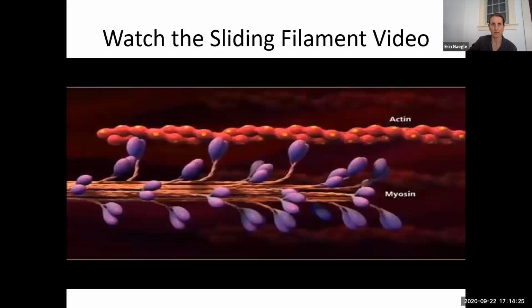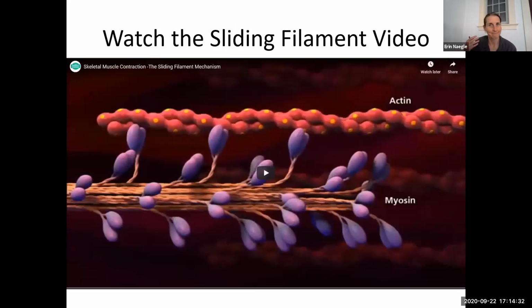Once again, this doesn't work so well for me to show you the videos as we go. So if you haven't watched it already, I encourage you to stop and watch this sliding filament video. And essentially, here's what you're going to see. This purple thing, this myosin, is going to crawl along the actin. So these heads actually move.